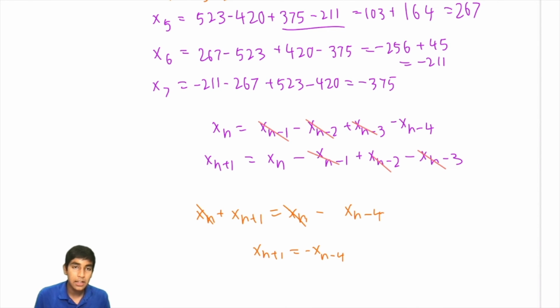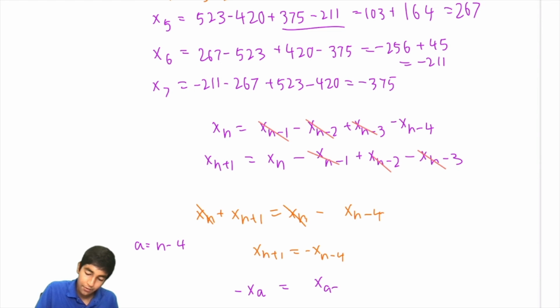So what does this mean? For any value a, let's make a substitution: negative x of a, where a is n minus 4, is equal to x of a plus 5, because n plus 1 is 5 more than n minus 4. This means that essentially we're cycling every 5, except the second cycle will become negative.